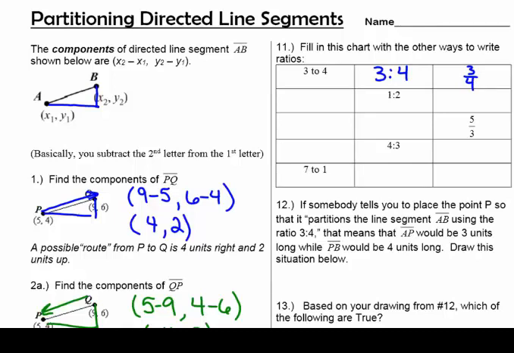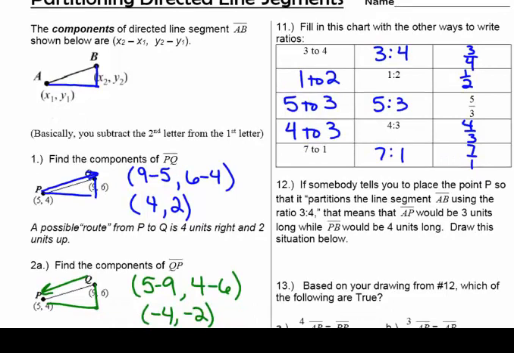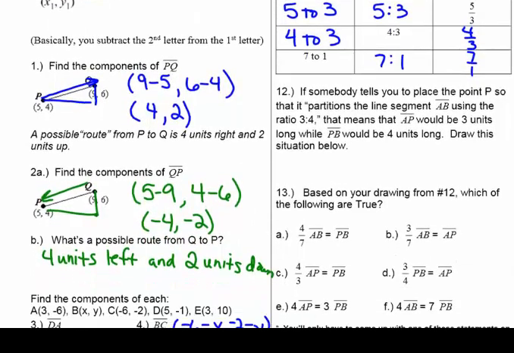So in each of those rows, you're going to rewrite each of the ratios in the appropriate way. All right, so go ahead and complete that chart, and we will come back to it. All right, so you can see the chart filled in, so go ahead and check your answers to make sure they're correct. All right, now we're going to take a look at number 12.